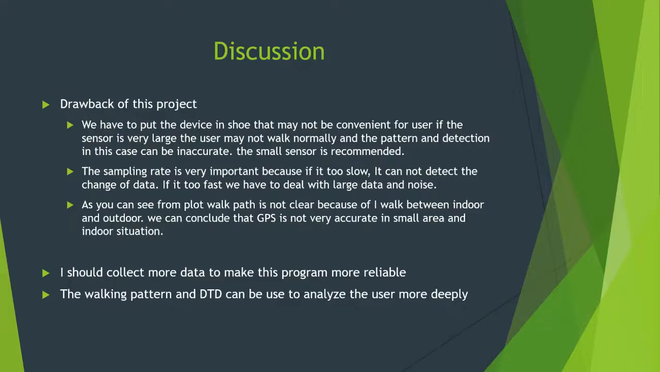As you can see from the plot, the walk path is not clear because I walked between indoor and outdoor. We can conclude that GPS is not very accurate in small areas and indoor situations. Moreover, I should collect more data to make this program more reliable. And the walking pattern and DTD can be used to analyze the user more deeply. And that's it. Thank you.